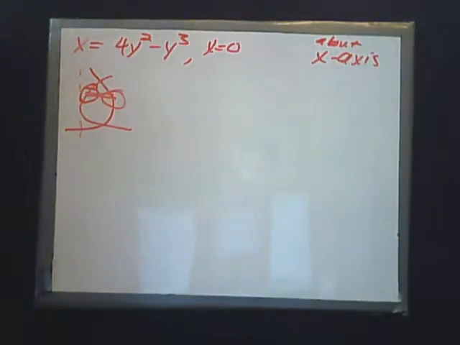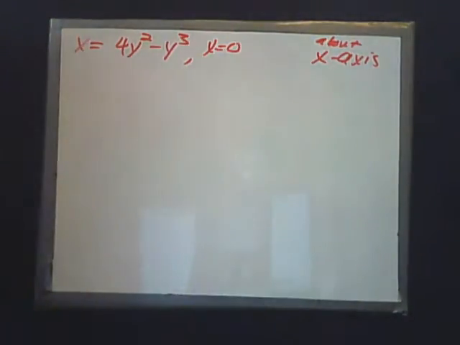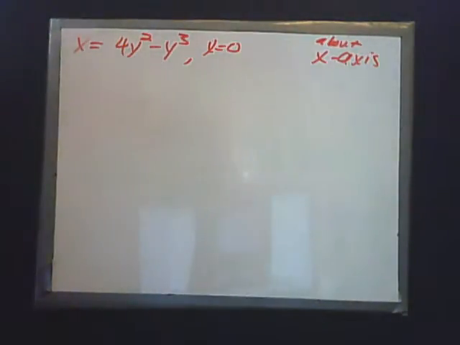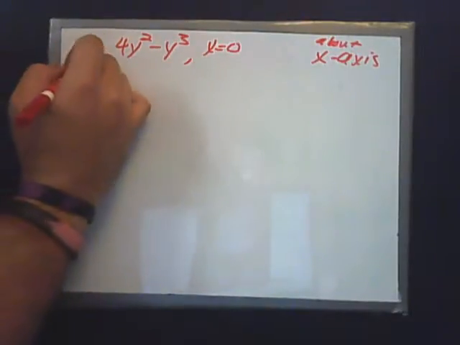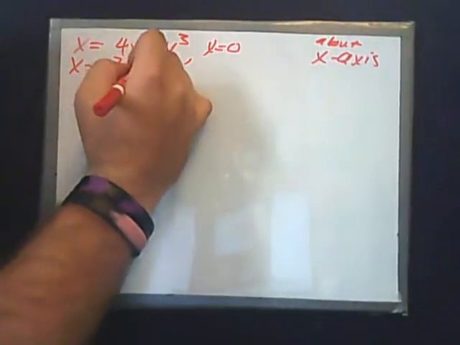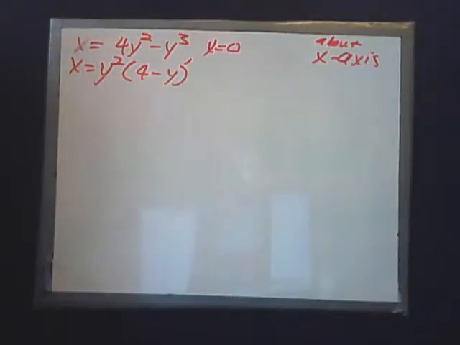Well, the problem now with this is, let's say we have a new graph, something that looks like 4y squared minus y cubed. So we don't know exactly what this looks like right away, but we can also rewrite this as, if we pull a y squared out, y squared times 4 minus y, which gives us zeros of 0 and 4 on the y-axis.